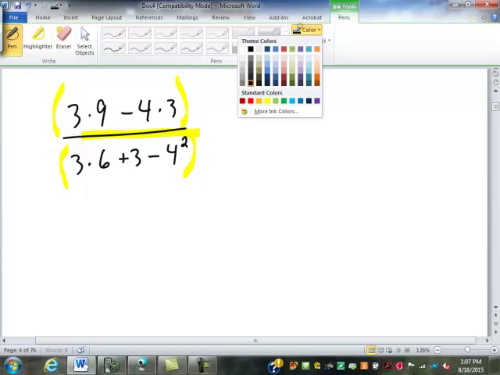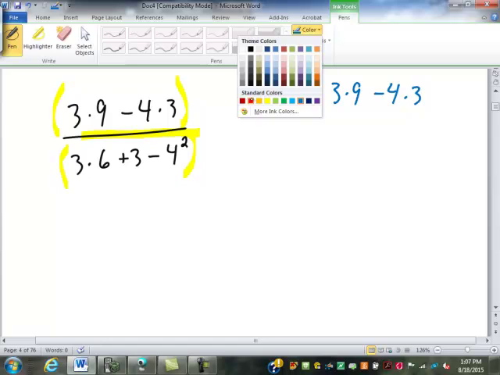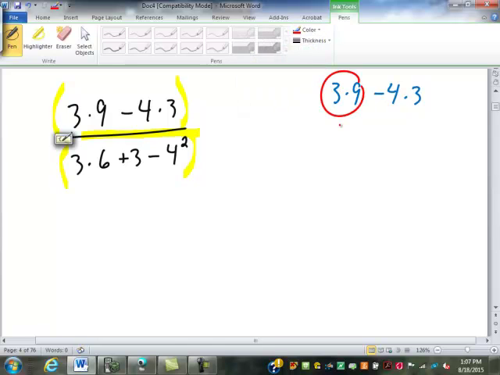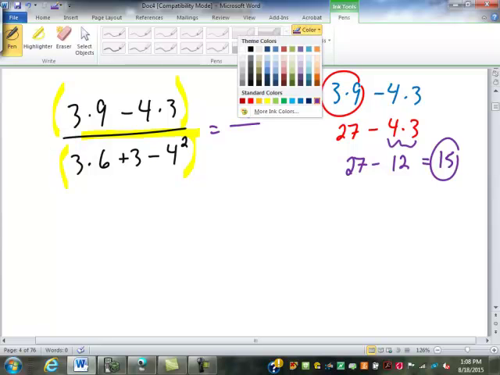So on the top of this, I'm just going to rewrite it over here. What do we have to do first? 3 times 9 is 27. And then 4 times 3 is 12. And 27 minus 12 is 15. So the top of this reduces to 15. Then what do we do?